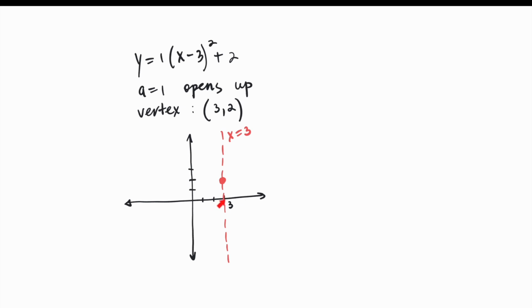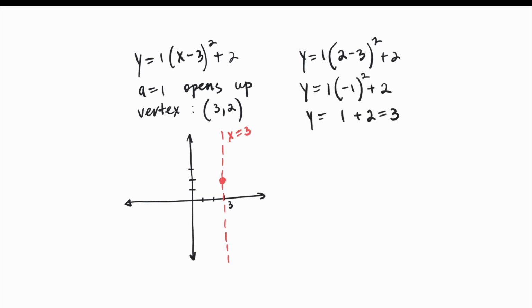I'm going to go ahead and use the point 2, since that's the next point over after the vertex. The vertex is at x equals 3, so my next point over is 2. You are welcome to use 4, but 2 just seems smaller and easier. So here we go, y equals 1 times (2 minus 3) squared plus 2. So the second point for my parabola is at (2, 3).